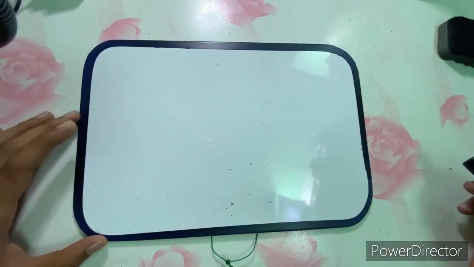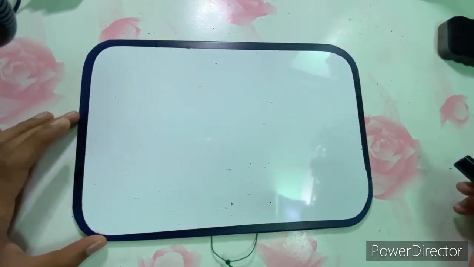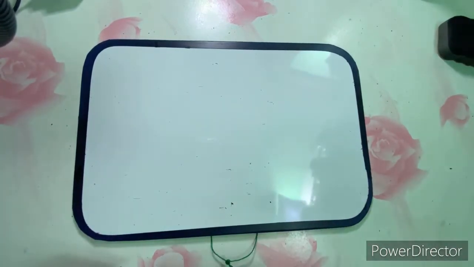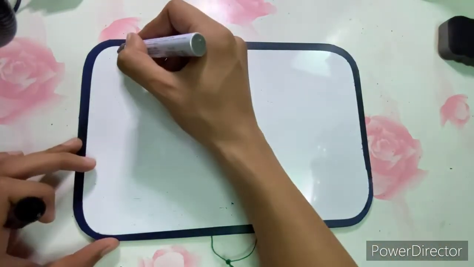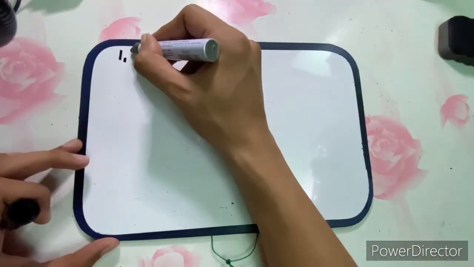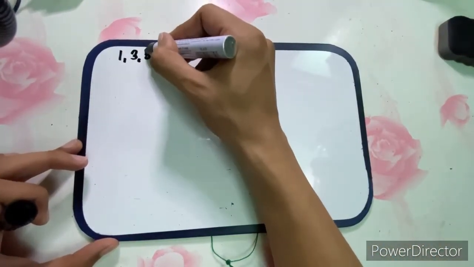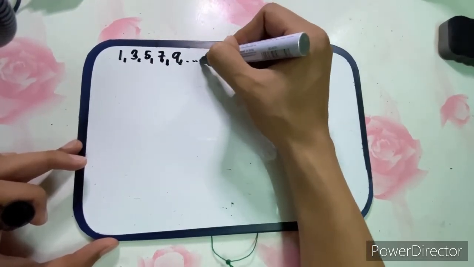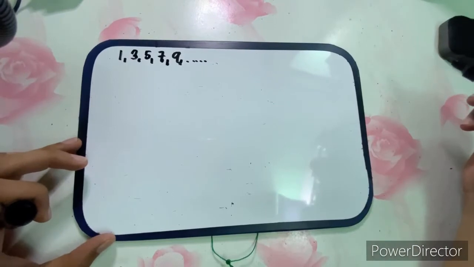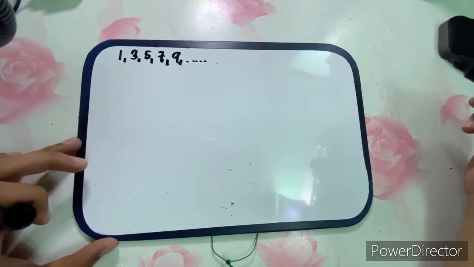Have explicit formula of arithmetic sequence. So what is explicit formula? It is the rule that describes the terms in the sequence that gives the nth term of the sequence. For example, we have this arithmetic sequence 1, 3, 5, 7, 9. This is an example of an infinite arithmetic sequence, okay?